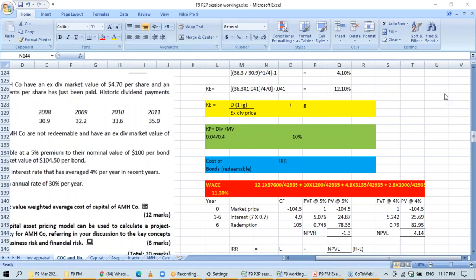Why are we taking 470 as the X dividend share value? If you can see on the left, they have told you that it's the X dividend market value. If they have not told you anything about X dividend or cum dividend, you will assume it as X dividend, right?